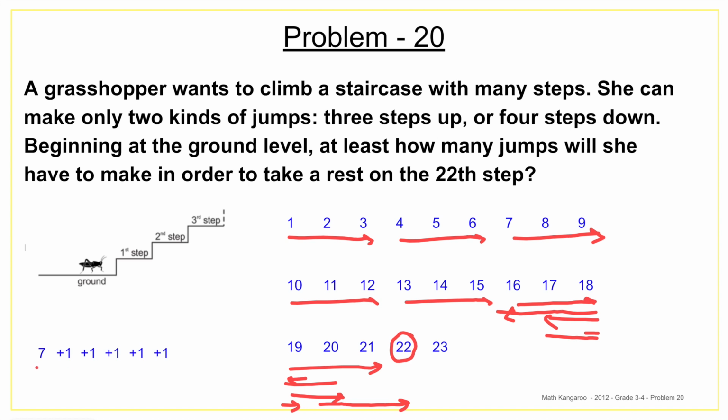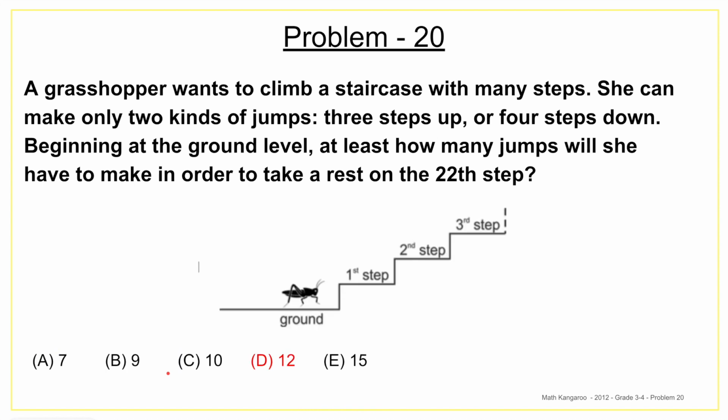So how many total is here? 7, 8, 9, 10, 11, 12. So a grasshopper jumps 12 steps to reach the 22nd step. So our answer is option D, 12.